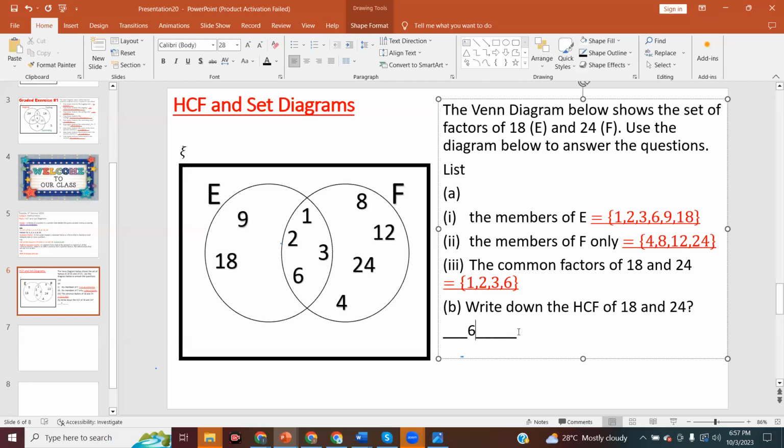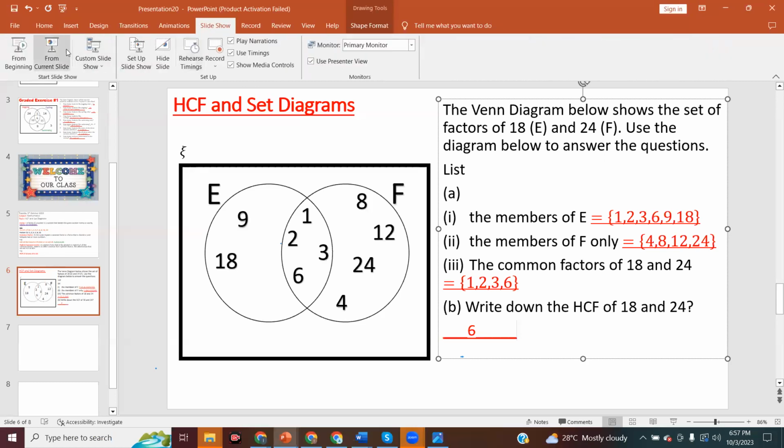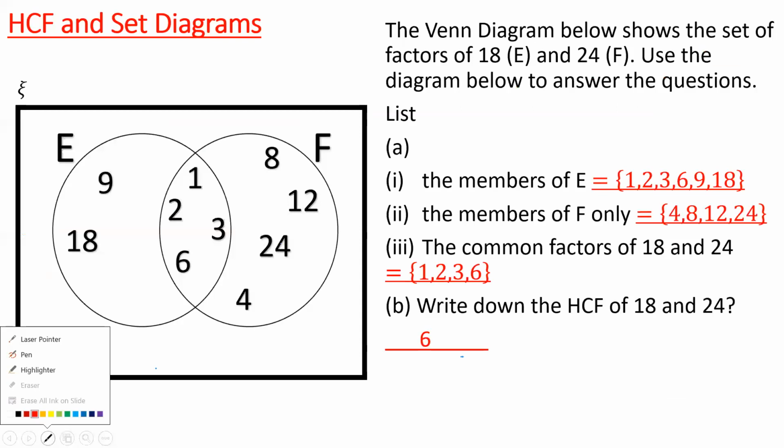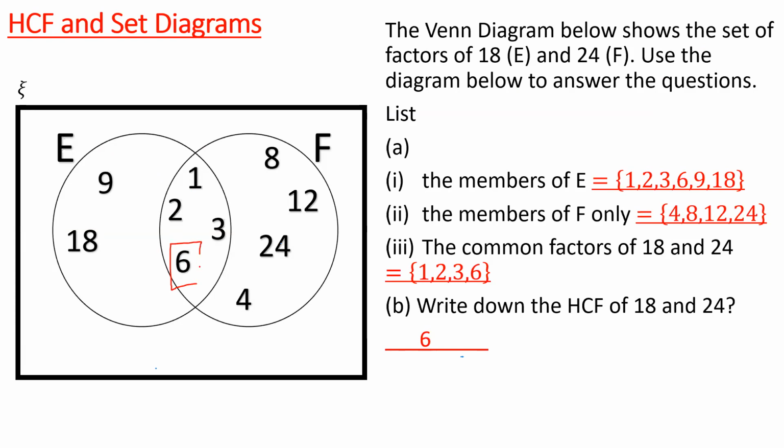Why is it 6? Because it's the highest common factor of both. Of all of the common factors in 18 and 24, 6 is the highest, all right? Which means that there's no other common factor that is higher than 6. Because you only have 2, 3, and 1. And none of them is higher than 6.